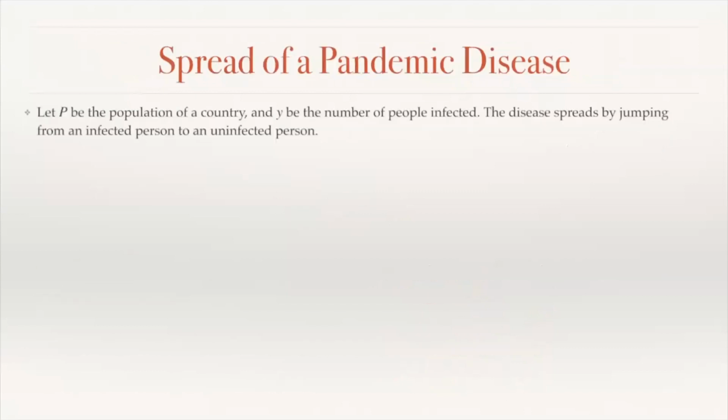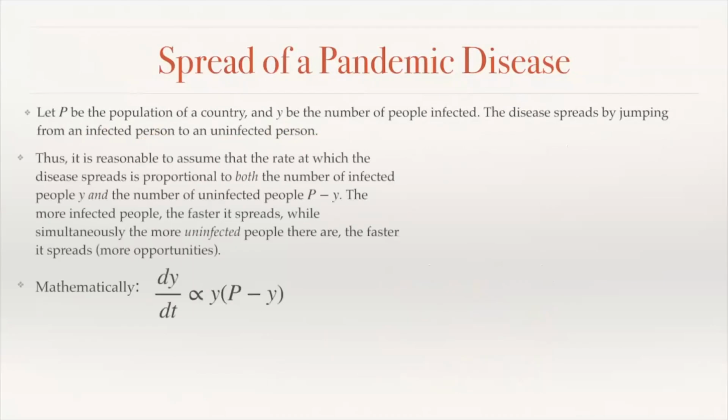Here's another example: the spread of a pandemic disease. Let P be the population of a country and Y be the number of people infected. The disease spreads from an infected person to an uninfected person. And thus, it's reasonable to assume that the rate at which the disease spreads is proportional to both the number of infected people Y and the remaining number of uninfected people, which is the whole population minus the infected people.